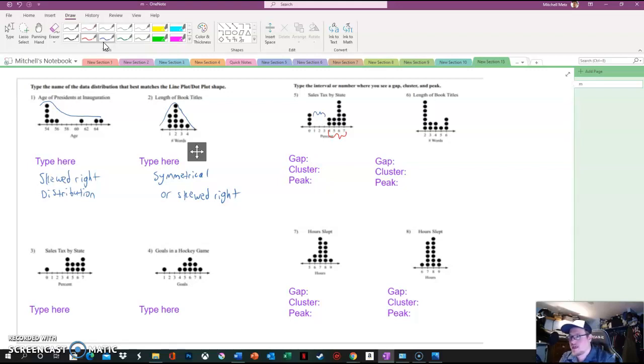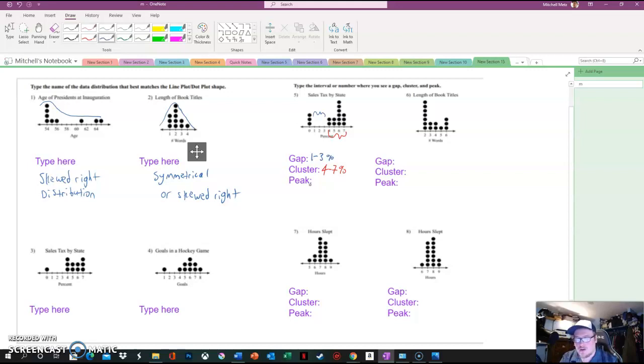Now let me show you what I mean by that. So I did red for my cluster. My cluster starts at 4 and goes to 7. So I would write 4 to 7, and then I know it's percent, so I put percent. My gap is from 1 to 3. So 1 to 3. I need blue, 1 to 3%.